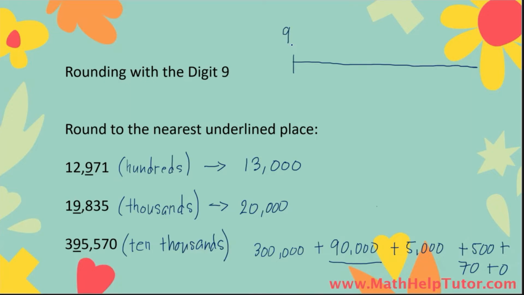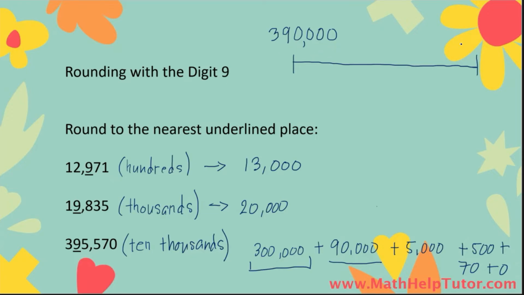And then for the places to the right of the 10,000s place, we change them all to 0. The thousands place is 0, the hundreds place is 0, tens place is 0, and the ones place is 0. But of course, we can't just stop at 90,000 because 90,000 is far less than 395,000. So we have to consider the places to the left of the 10,000s place as well, which has the digit 3. So this is our 10,000s place, 390,000.